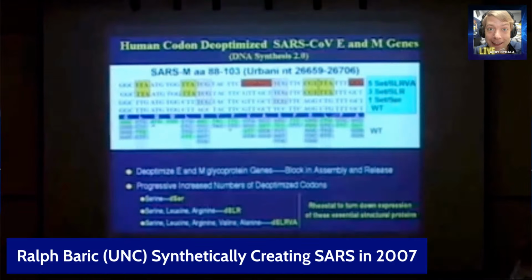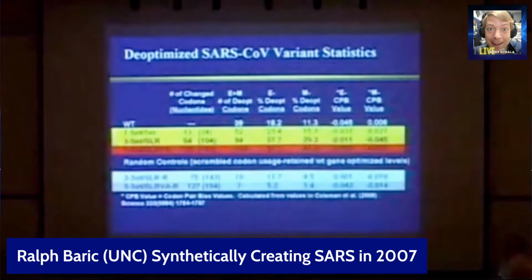So like in the 3-set at the serine residue, which was optimal in the case of SARS, we just changed it to the most rare codon. If you look at the statistics here, in general, in the wild type E and M gene, there are about 39 codons that are deoptimized. In the 1-set, this increased to 52. The 3-set, 94, and the 5-set, 134.